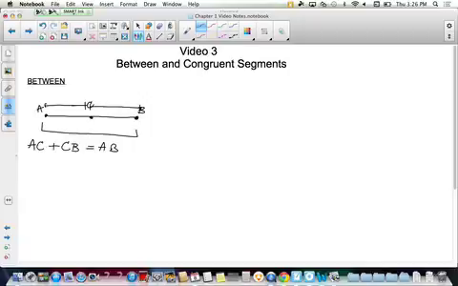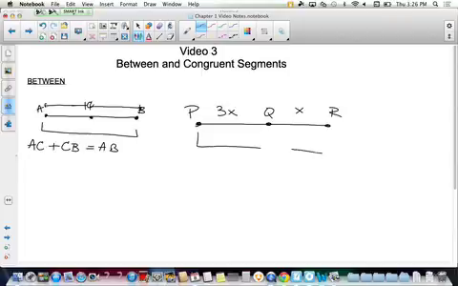Now, if we look at an example here, we can use this to solve problems. So let's say we've got P, Q, and R. The point Q is between P and R. Maybe the length here is 3x. This length here is x, and the length of PR, this whole length here, is, say, 16. So that's the information you're given.